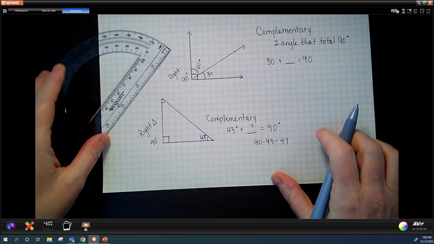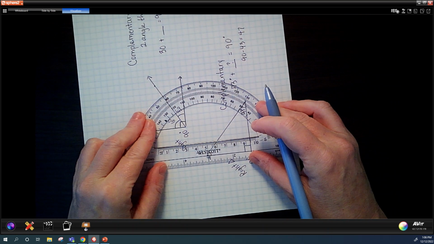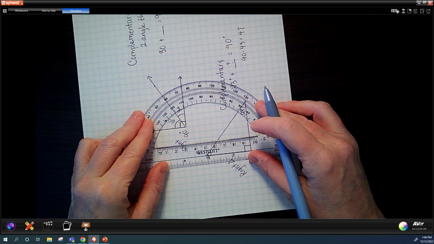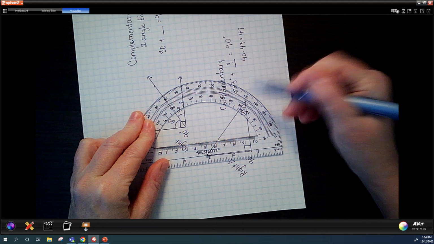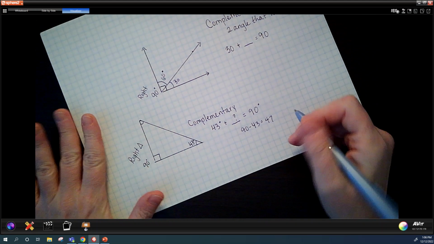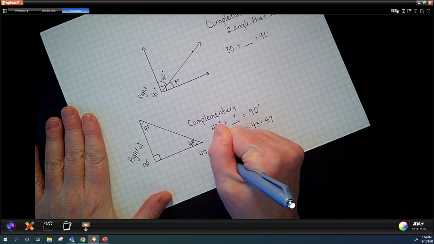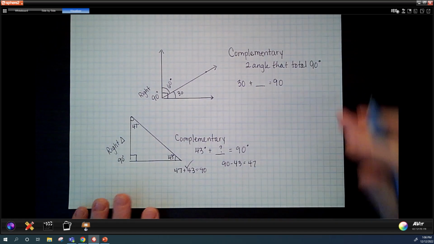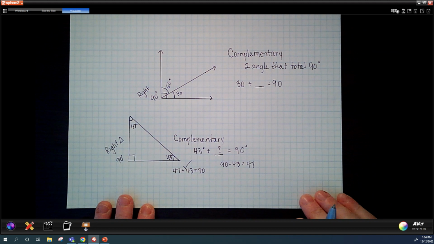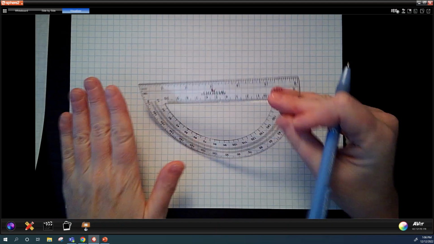And I'm going to check it. I'm going to rotate my paper around and check just to make sure I did this correctly. And yes, as you can see, it's just under 50, 47. Okay, and we can check it and make sure that 47 plus 43 equals 90, and it does. Okay, so complementary angles.